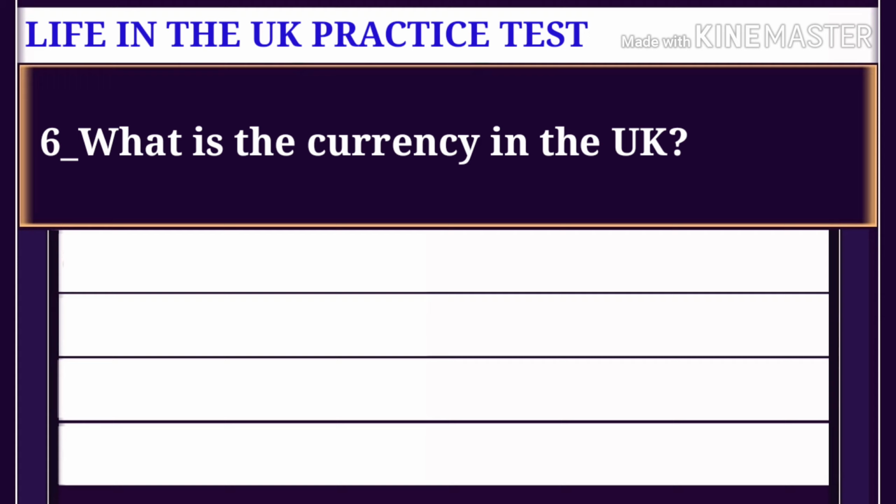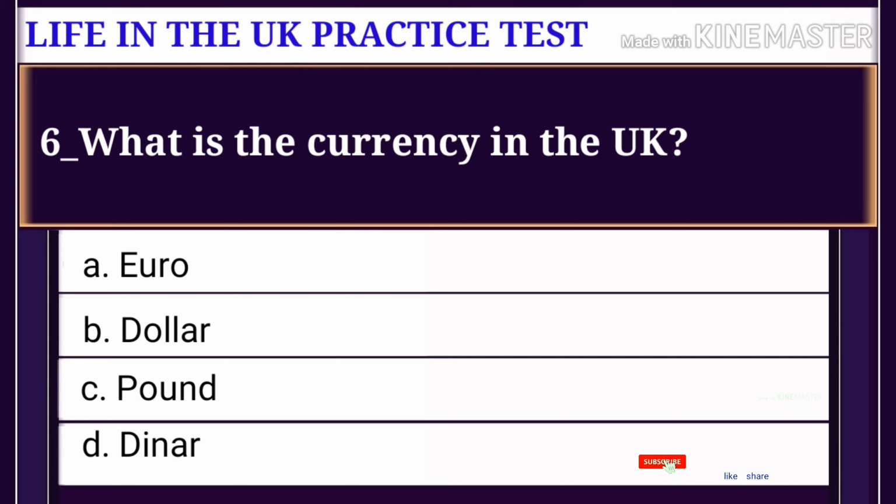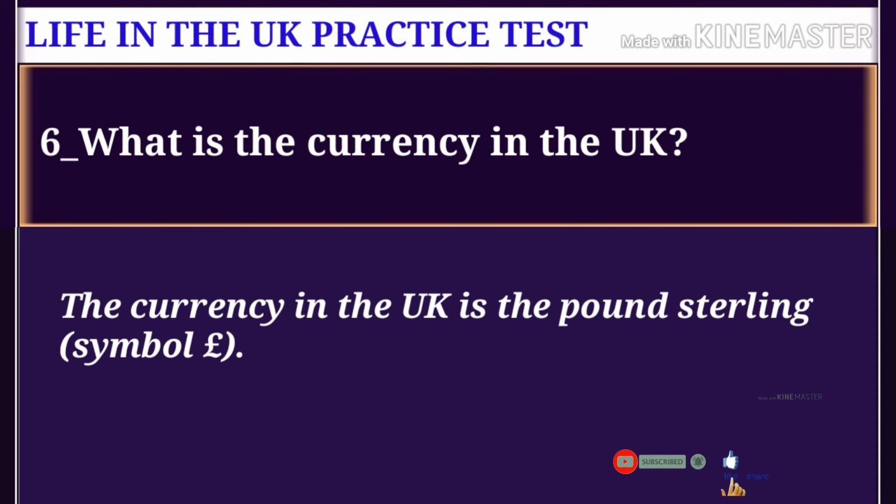Life in the UK practice test. Question 6 of 24. What is the currency in the UK? A. Euro. B. Dollar. C. Pound. D. Dinar. The correct answer is C. Pound. The currency in the UK is the pound sterling, symbol pound.